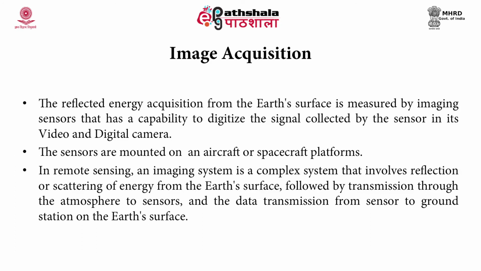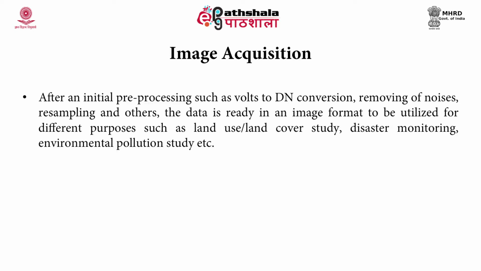In remote sensing, an imaging system is a complex system that involves reflection or scattering of energy from the Earth's surface, followed by transmission through the atmosphere to sensors and the data transmission from sensor to ground station on the Earth's surface. After initial pre-processing such as conversion from volts to digital number, removing of noises, resampling and other techniques, the data is ready in an image format to be utilized for different purposes such as land use, land cover study, disaster monitoring or environmental pollution studies.